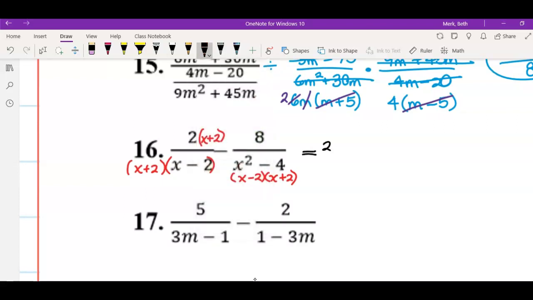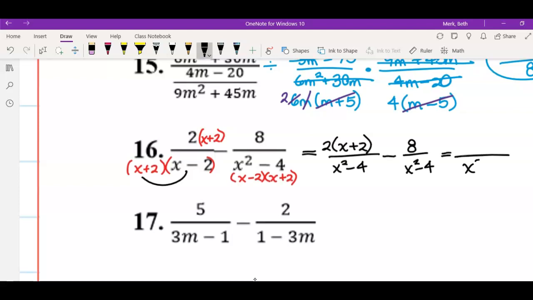Now I have 2 times x plus 2 over x squared minus 4, because that's what I get when I multiply them. Take away 8 over x squared minus 4. So my answer, I know the denominator is x squared minus 4. In the numerator, I have 2x plus 4, take away 8, which is negative 4.